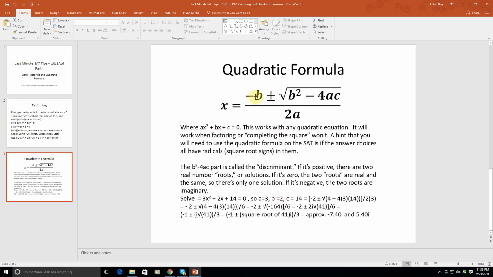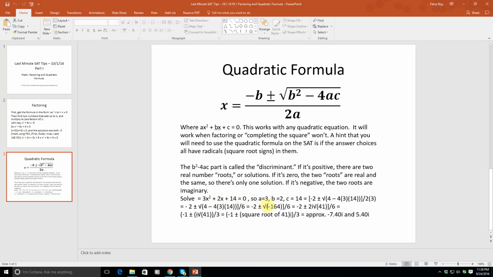Well, first of all, b is 2, so we're going to have negative b plus or minus the square root of b squared. So that's 2 squared. Minus 4ac, well, a is equal to 3 and c is equal to 14, so that's minus 4 times 3 times 14. So you can see I laid it out here as negative 2 plus or minus the square root. This little radical sign should be over this whole thing. So it's going to be 4 times 3 times 14, and then this whole part is going to be this part over 2 times a. Well, a is 3, so 2 times 3 is 6.